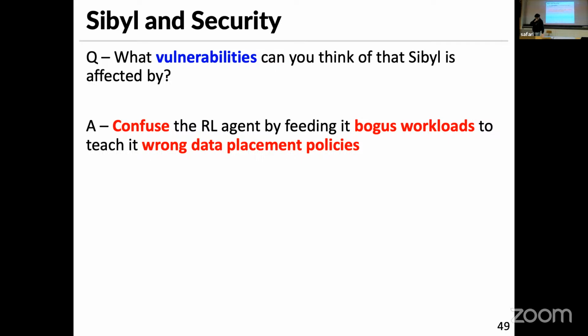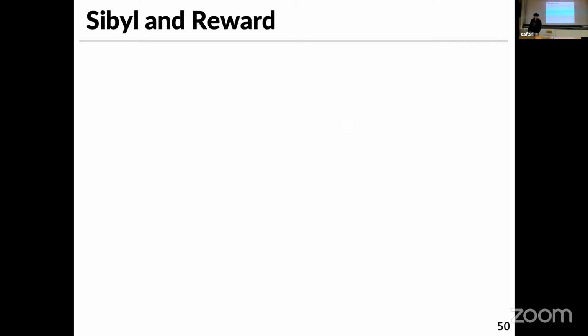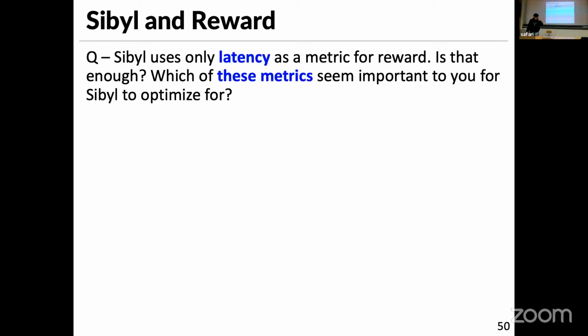For the next discussion point, I would like to talk about Cibil and reward. Now, Cibil only uses latency as a metric for reward. I want to know from you, do you think that's enough? Also, I will give you a few metrics, and maybe you can tell me if you would use these metrics or if you think it's important for Cibil to optimize for these metrics.